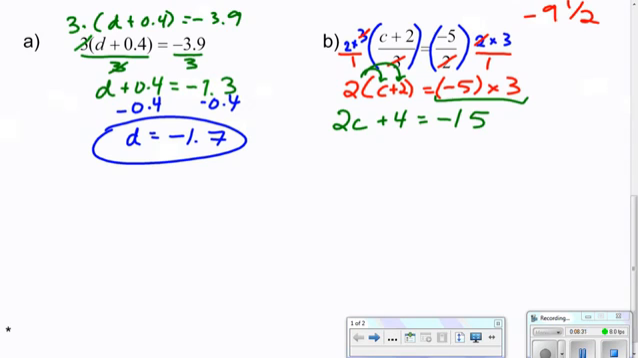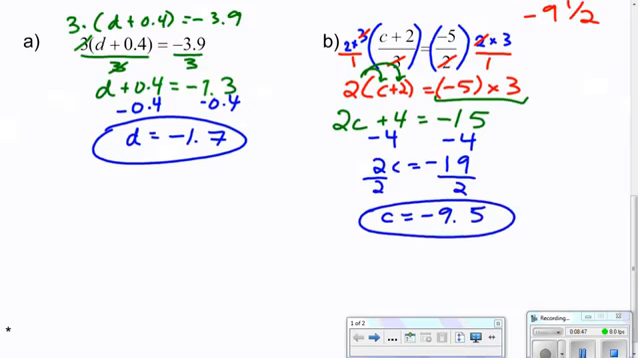Continuing to solve, I'm going to get rid of the constant. Minus 4, minus 4. 2c equals negative 19. Divide by 2. c equals negative 9.5. And that's the same thing that we got above, so we're good. I prefer this second method, but again, it's just a personal thing. You figure out what method works for you.